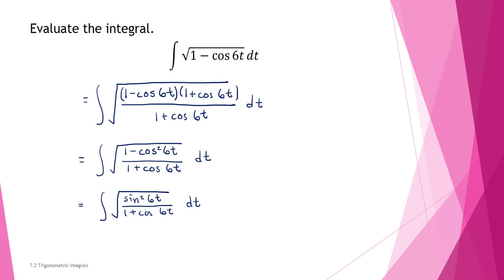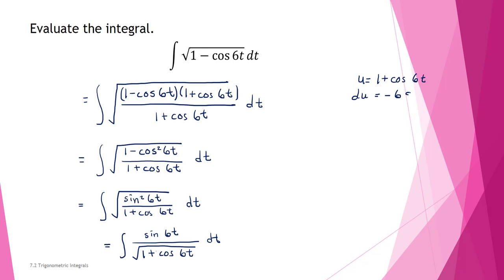And I know the square root of sine squared is just sine. So we have the integral of sine 6t divided by the square root of 1 plus cosine of 6t dt. Now a nice u substitution will work. We can let u be 1 plus cosine of 6t, then du is negative 6 sine of 6t dt, or in other words, negative 1/6 du is equal to sine of 6t dt.